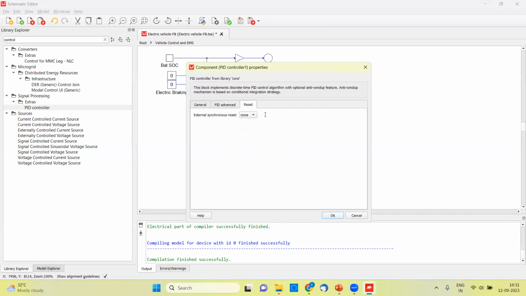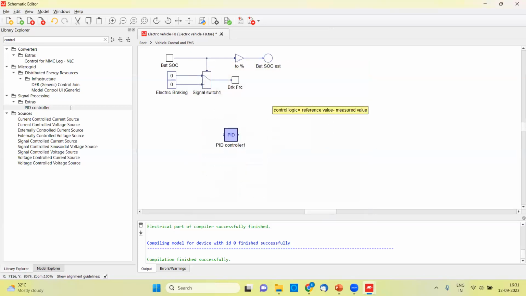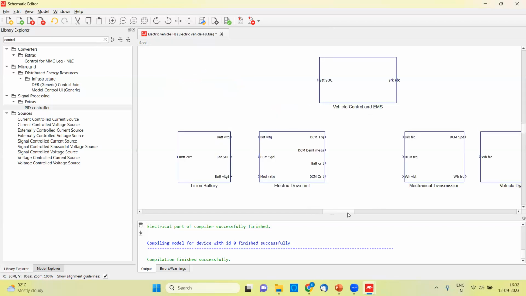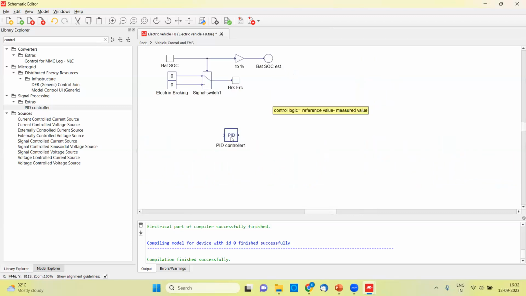Then we have this reset option also. You can select what kind of external synchronous reset you want to provide, rising edge or falling, either or level, any kind of reset you can provide. Why am I explaining this block? Because we already have this PID controller block, and if we want, we can use it for our control logic. But because everything we have modeled in this particular model today, we have done mathematically, this PID logic also we will be doing mathematically.